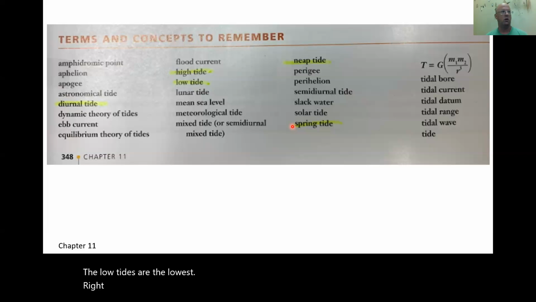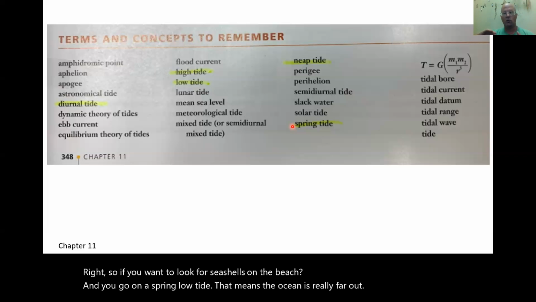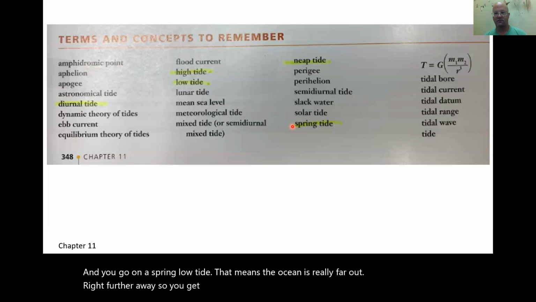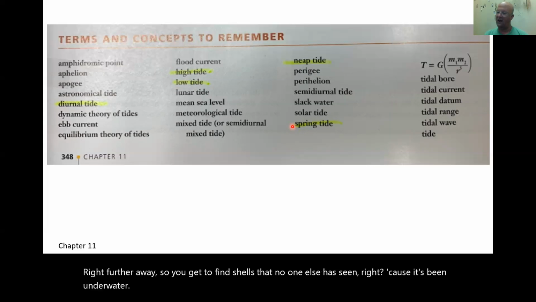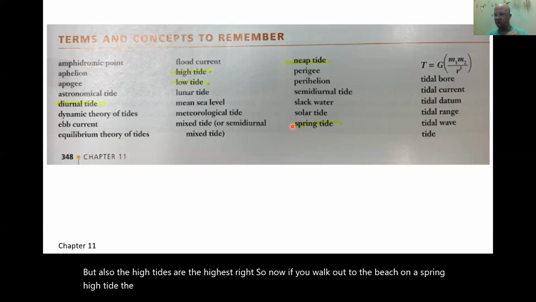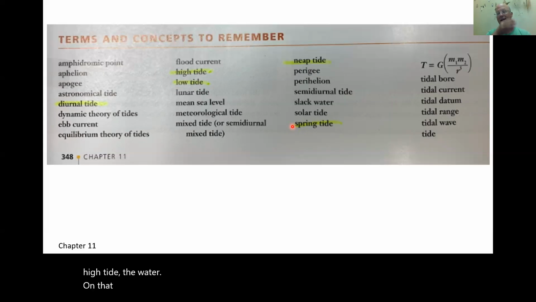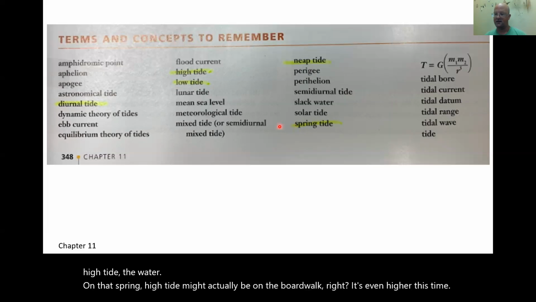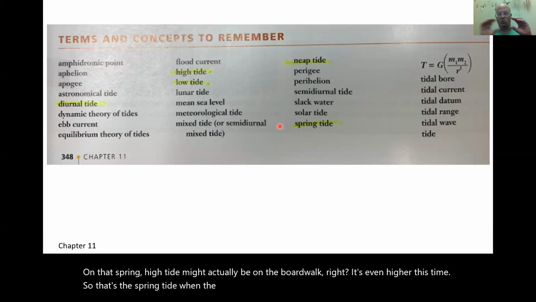So if you want to look for seashells on the beach and you go on a spring low tide, that means the ocean is really far out, right? Further away. So you get to find shells that no one else has seen, because they've been underwater. But also the high tides are the highest, right? So now if you walk out to the beach on a spring high tide, the water might actually be on the boardwalk. It's even higher this time. So that's the spring tide, when the moon, the sun, and the earth are all in line.